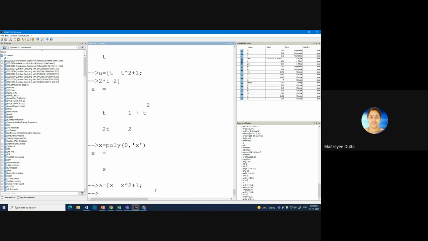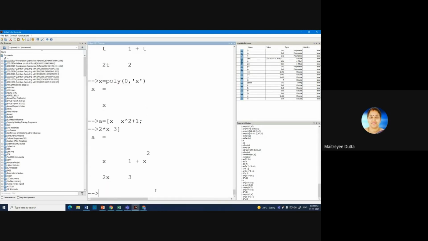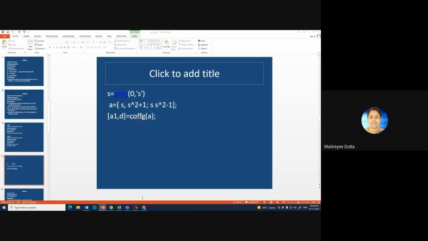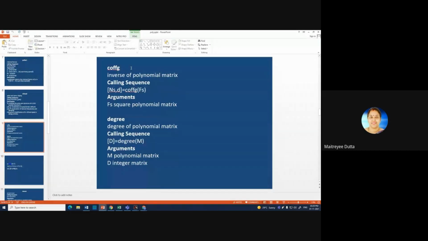Then you can write 2 into x, for example, and the second value, for example 3. So this will be a polynomial matrix. Otherwise you cannot write with the variable x or y or z or p. Now if there is such a polynomial matrix, then with the help of COFFG you can find the inverse of that matrix, and to find the degree you can write degree of that polynomial.